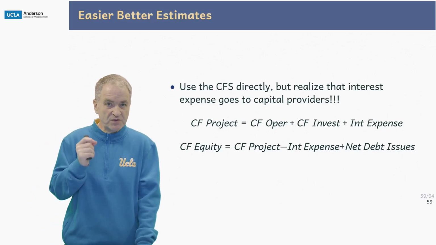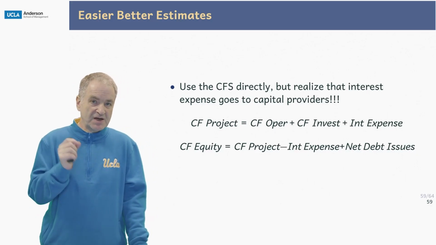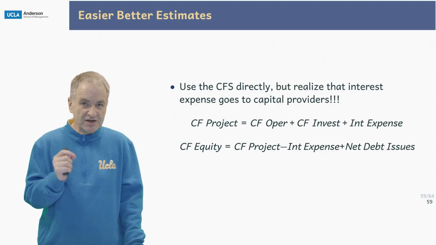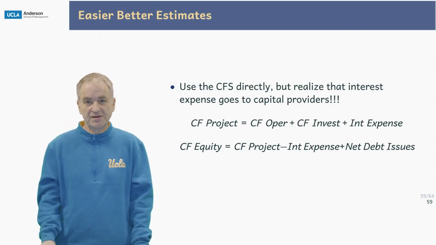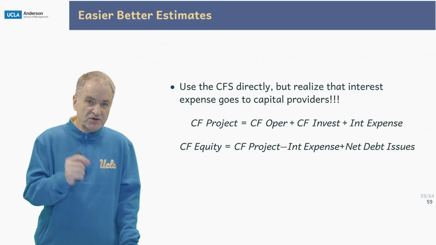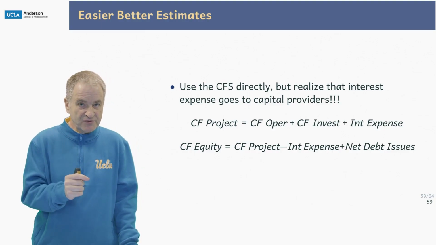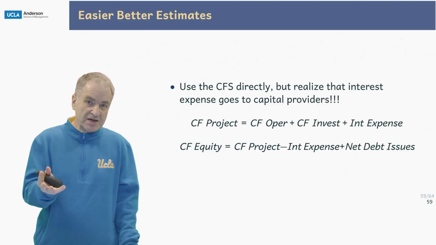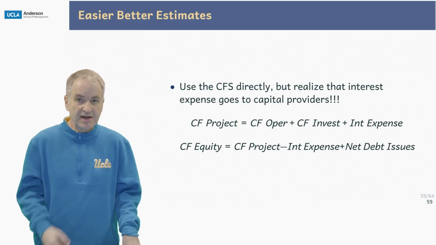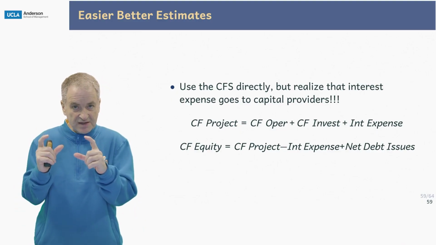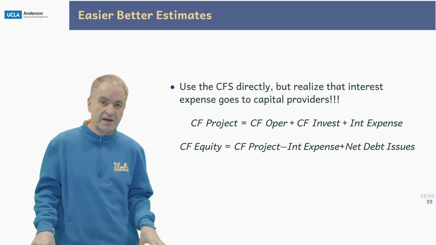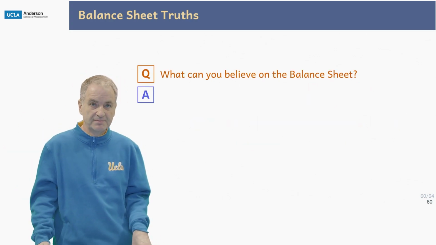So the cash flow to the project is going to be the cash flow from operating plus the cash flow from investing plus the interest expense. And then the cash flow to the equity is the cash flow to the project. Here we subtract out the interest expense again and add the net debt issue. So the last two items are adjusting for the fact that somebody else is the capital provider for the debt.